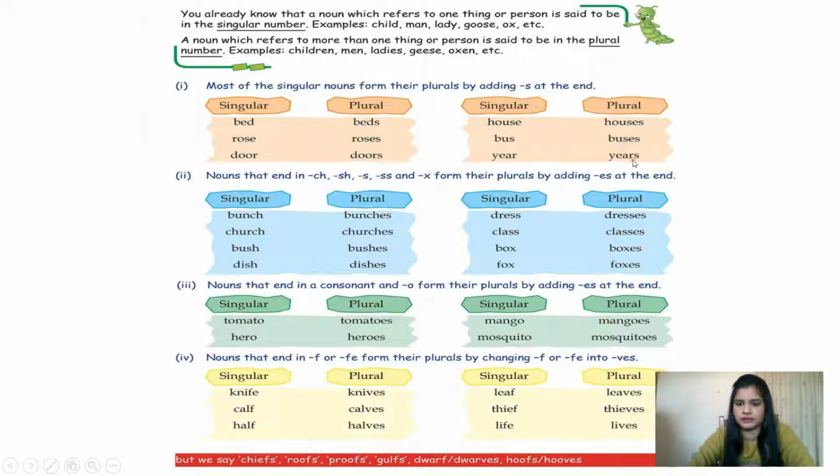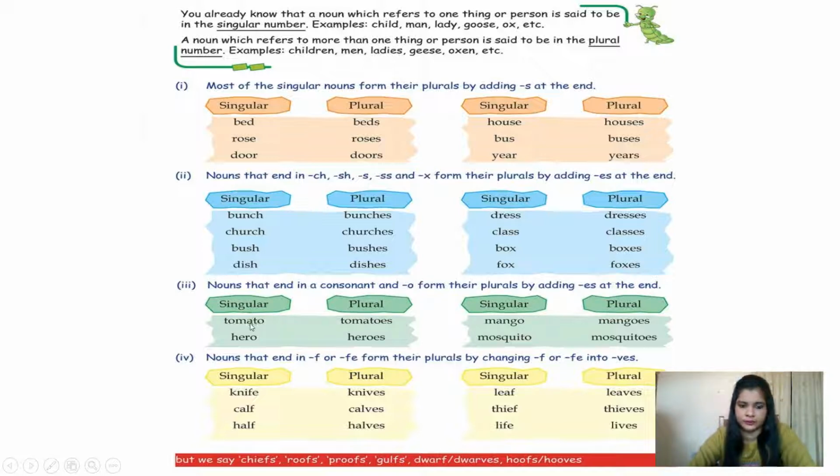Bus, buses. Ear, ears. Nouns that end in ch, sh, s, double s and x form their plurals by adding es at the end. For example, bunch, bunches, church, churches, bush, bushes, dish, dishes. Dress, dresses. Class, classes. Box, boxes. Fox, foxes.